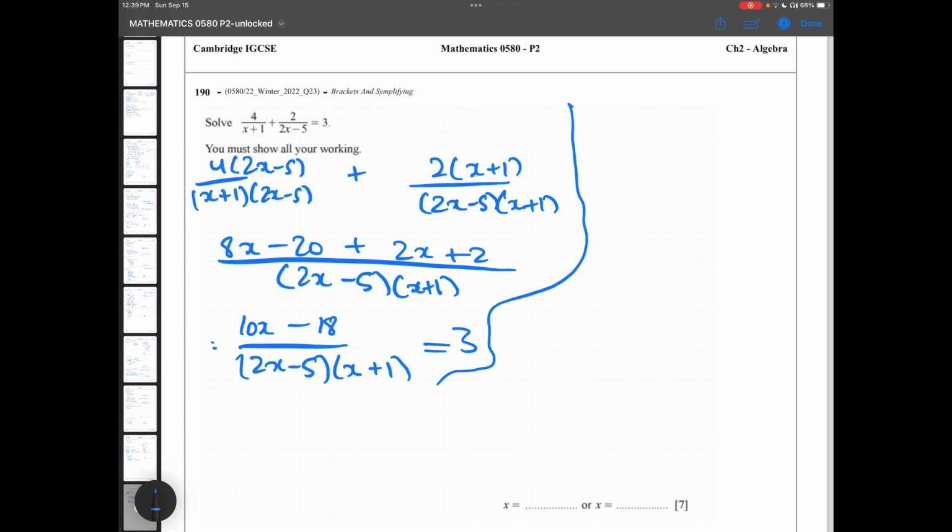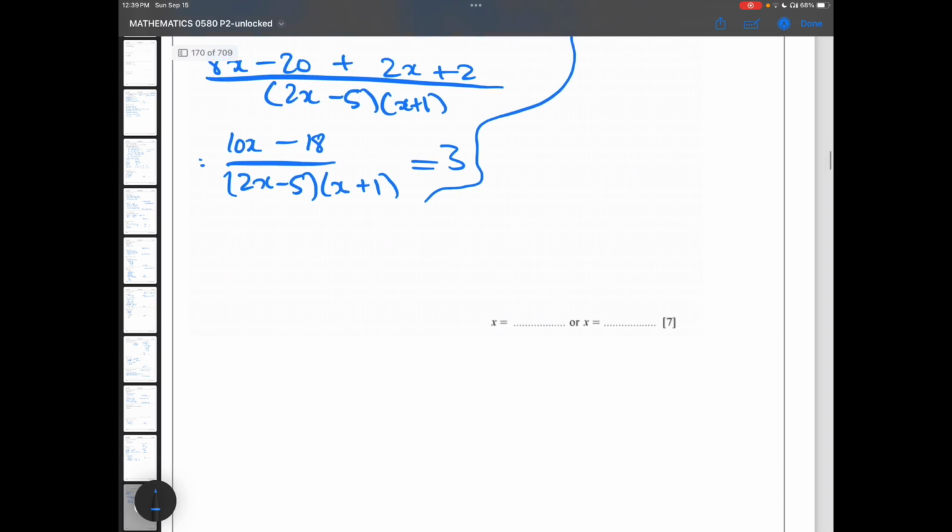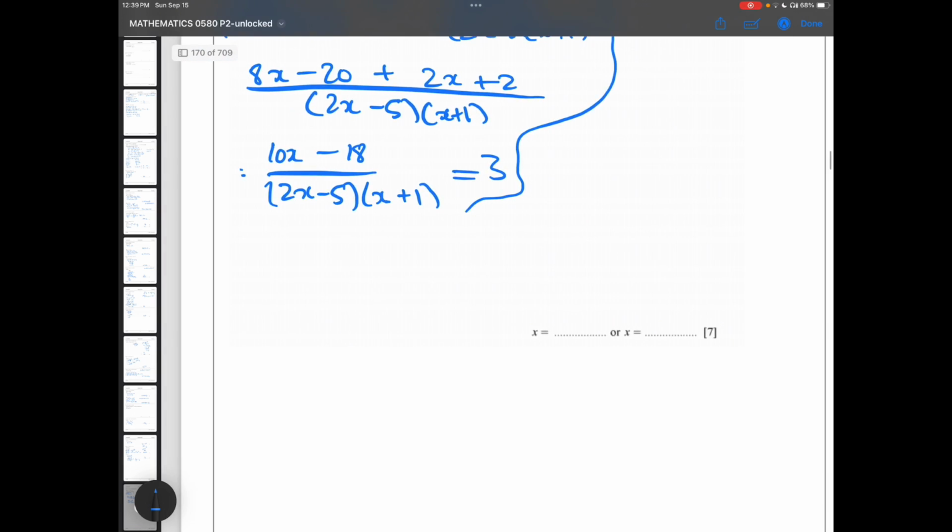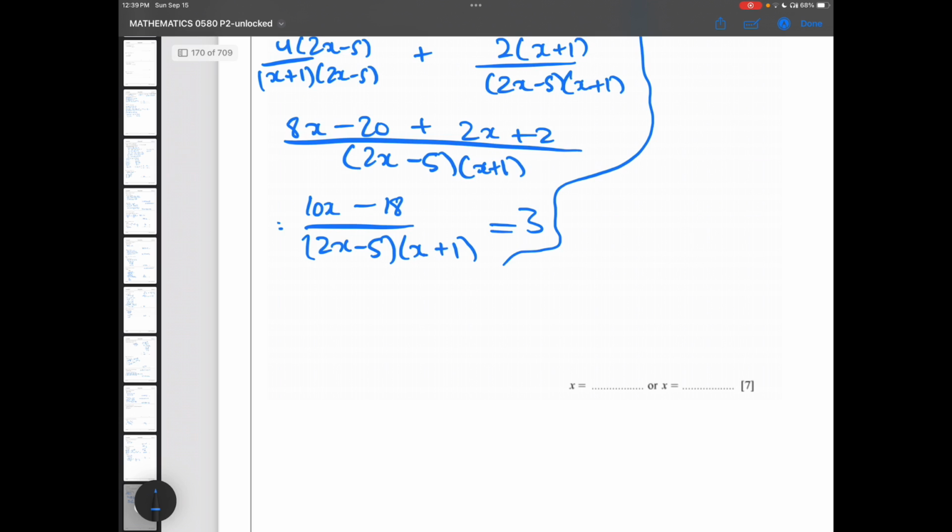Now I can see that I have more squares over here as well. I will move this denominator to the right side, and this denominator will be multiplied with 3. So I get 10x minus 18 is equal to 3 into (2x minus 5) into (x plus 1). So we will do expansion on the right side of the equation.